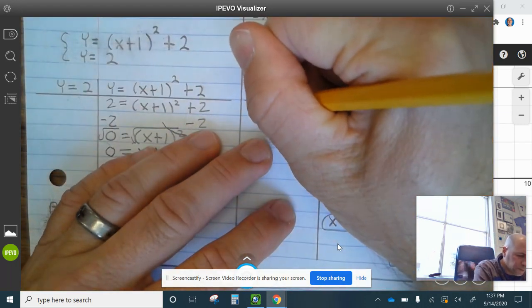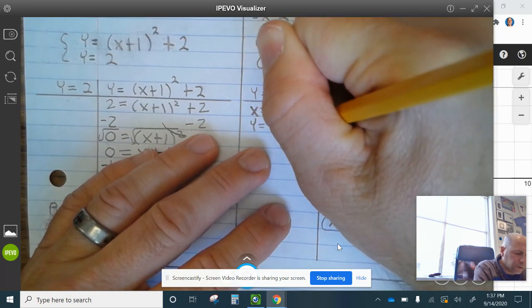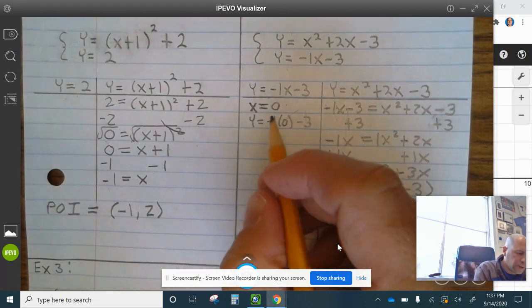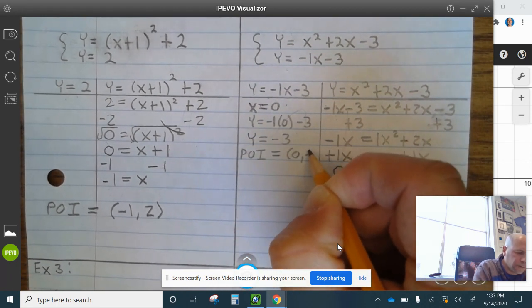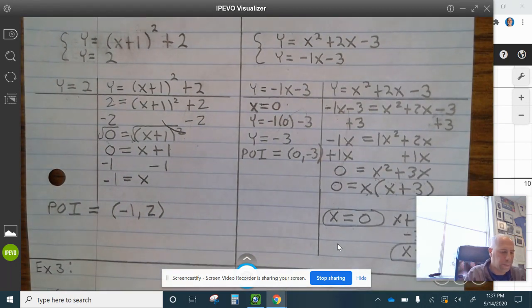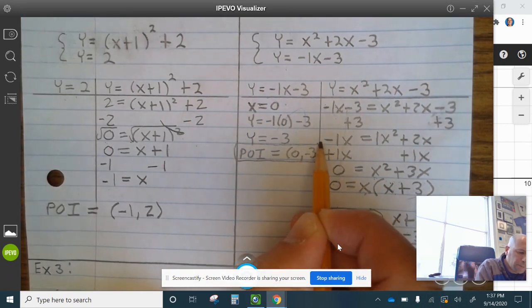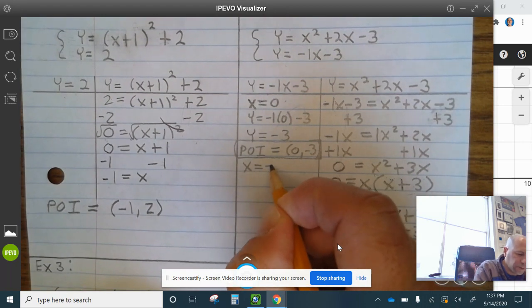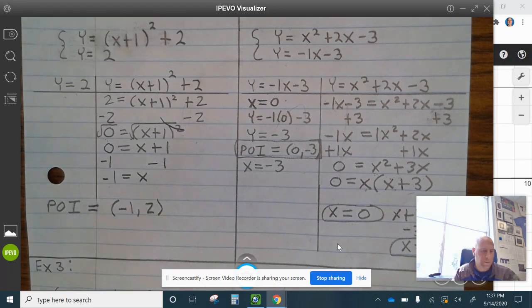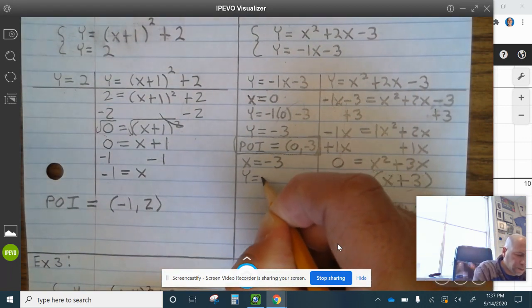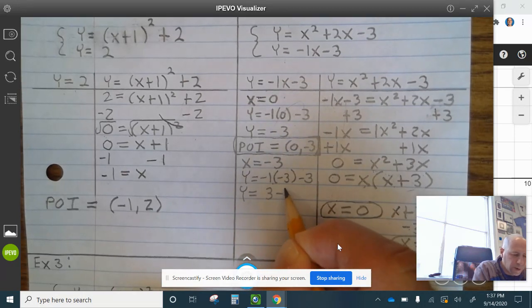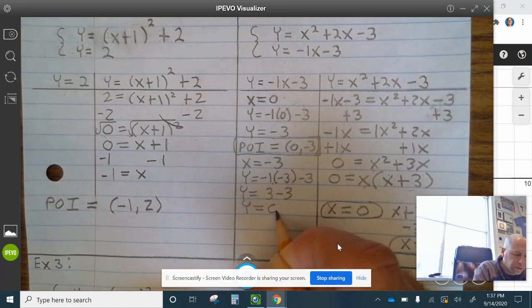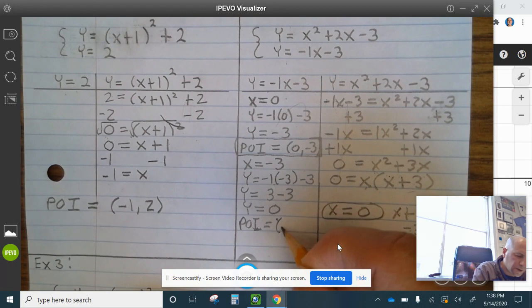Okay, so when x is 0, y equals negative 1 times 0 minus 3. Okay, so then that's y equals negative 3. So your point of intersection is 0, negative 3. Okay. All right. Now for when x is negative 3. Okay. So then y equals negative 1 times negative 3 minus 3. Well, negative 1 times negative 3 is a positive 3, minus 3. So y equals 0. So your point of intersection is negative 3, 0.